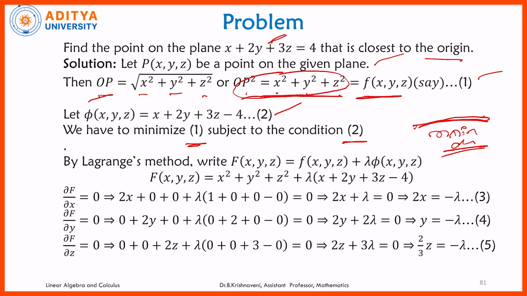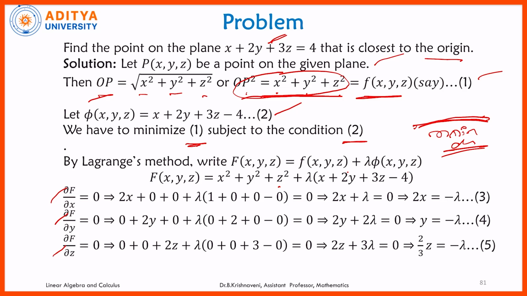Now, by Lagrange's method, write capital F of x, y, z is equal to small f of x, y, z plus lambda phi of x, y, z. That is, F of x, y, z is equal to x square plus y square plus z square plus lambda into x plus 2y plus 3z minus 4. Now, find out these 3 equations.